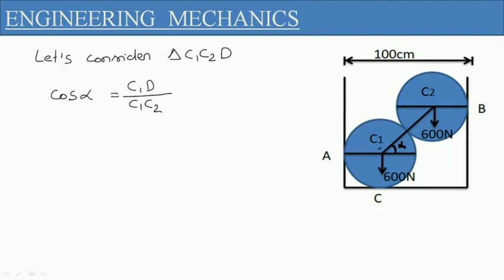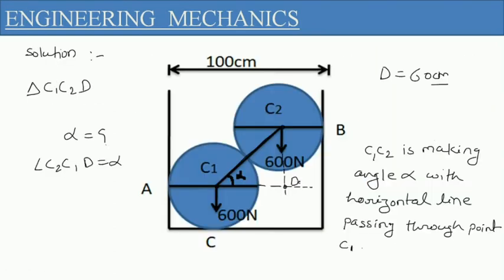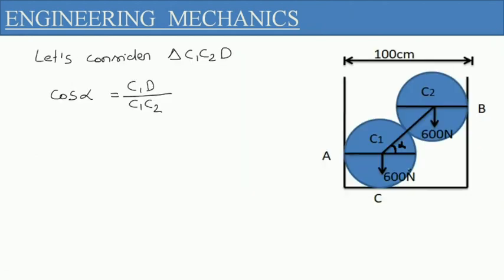So here we are considering this triangle C1, C2, D from the previous diagram. Here, if we define the cos alpha, this is the angle alpha. So if we define this angle with cos alpha, from this triangle, it will be C1D by C1C2. And C1D we can define by these given dimensions.